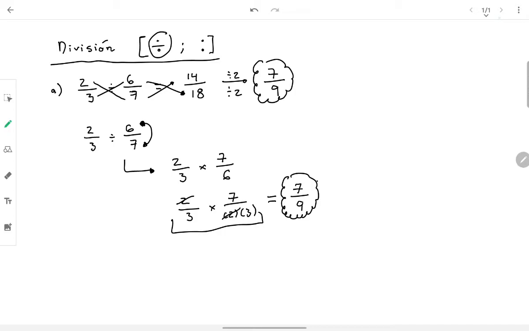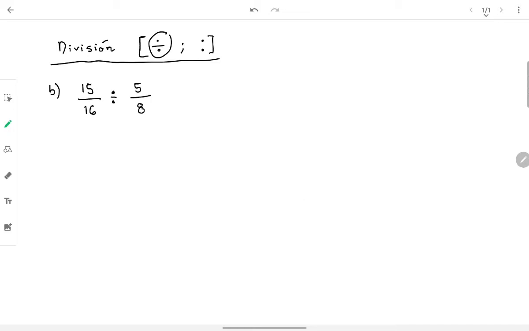Let's see some other examples. So let's see these examples. Remember, you can transform a division into multiplication. If we transform it, or we change the part that is after the sign, if we turn numerator as denominator and denominator as numerator, we will have 15/16 multiplied by 8/5. So this is the same as this.